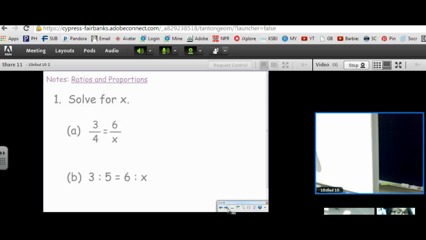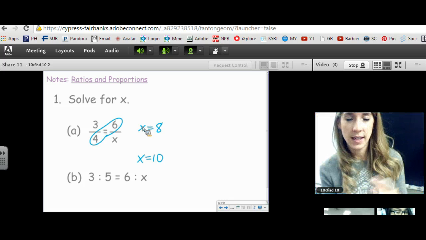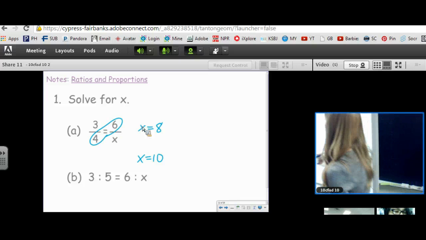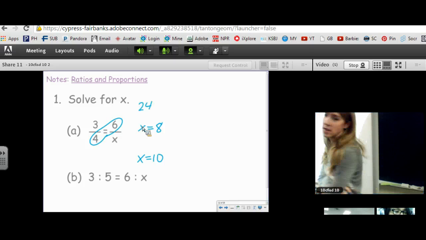Okay, Ariana says that for A, X is 8. And Dustin got 10 for part B. So we cross multiply, and you know the trick, you can just cross multiply and divide. You don't even necessarily have to write it out. 6 times 4 divided by 3. You can just do it that quickly, all in one step. Or you could say 24 equals 3x, and then you could divide by 3.